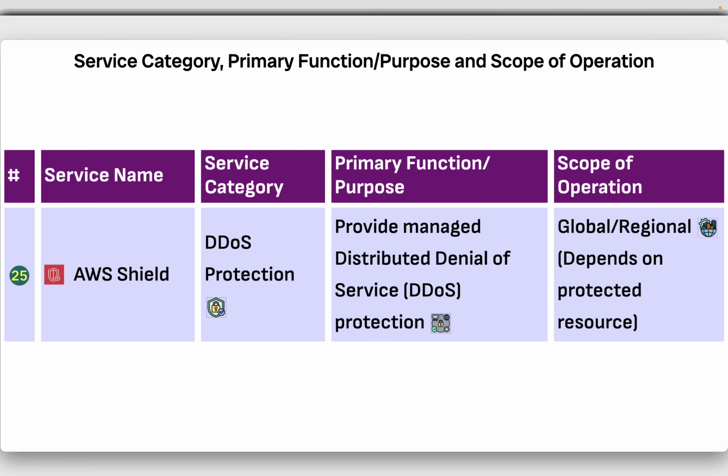Next, services AWS Shield. Service category is DDoS protection. Primary function or the purpose is to provide managed distributed denial of service DDoS protection. Scope of operation is global/regional, depending on the protected resource.